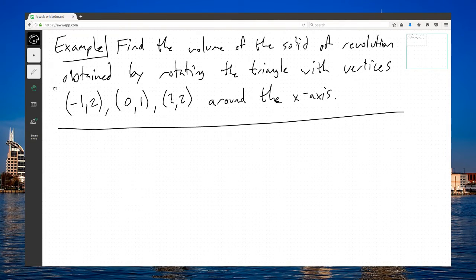Let's take a look at a problem involving a horizontal axis of rotation. In this particular problem, we're trying to find the volume of the solid of revolution. It's obtained by rotating a triangle with the vertices (-1, 2), (0, 1), and (2, 2), and we're revolving it around the x-axis. So I'll draw a real quick sketch here.